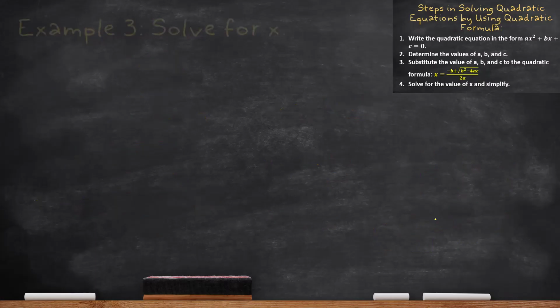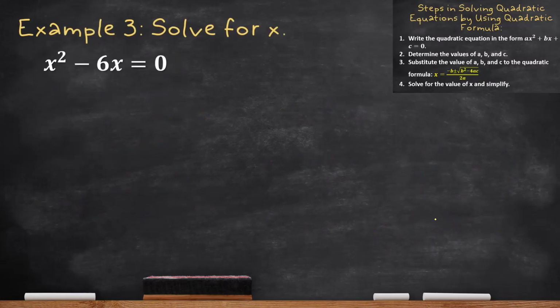Okay? Next. So we have x squared minus 6x equals 0. So, is this already in standard form? Okay. Yes, this is already in standard form, but it is like an incomplete equation. Okay? Basta naka-equate na siya kay 0, standard form naman na siya.